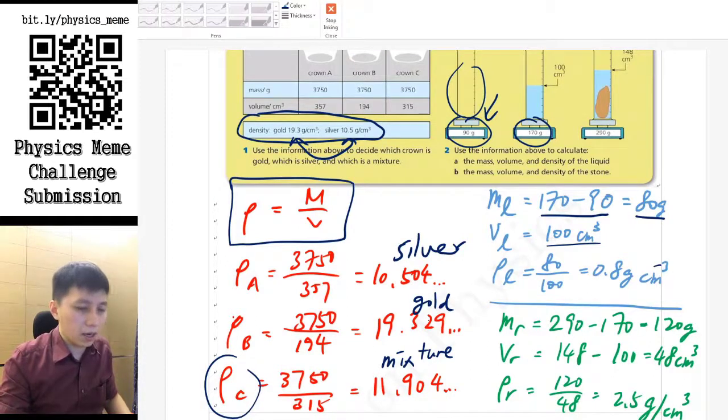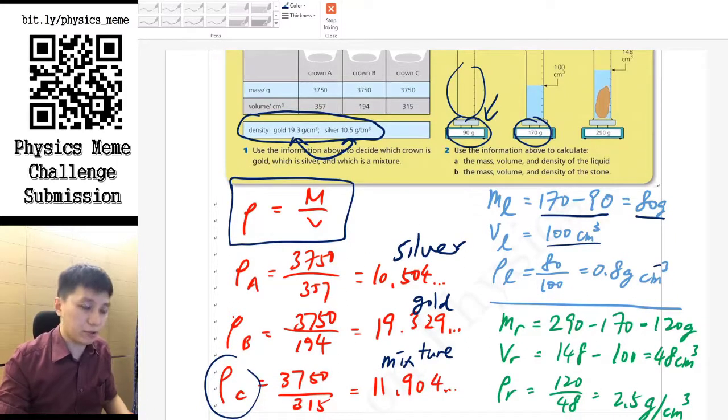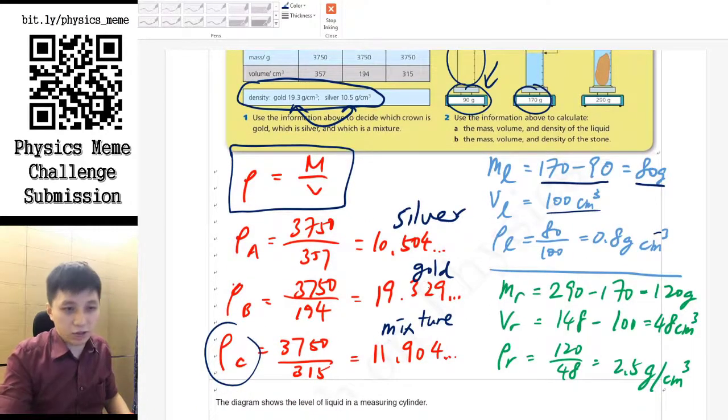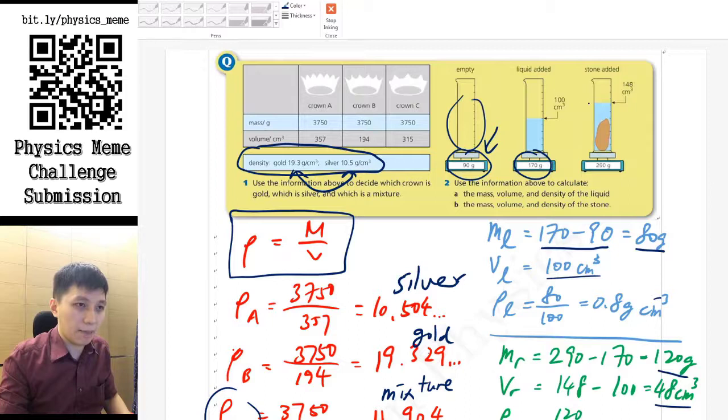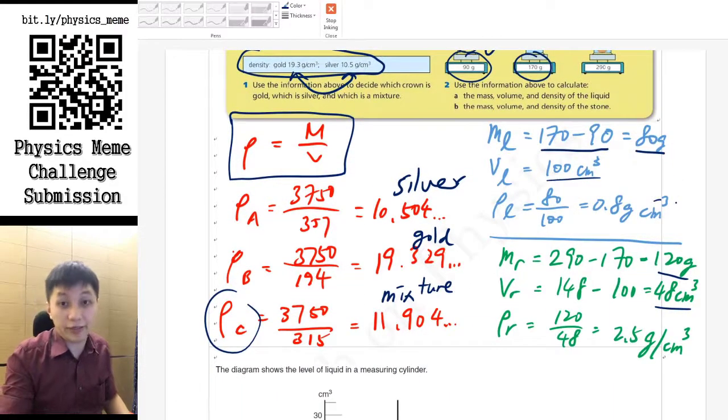For part B, it will be extremely similar, and I'm pretty sure you know how to do it. So I guess you can just check the answer. 120 gram and 48 cm cube. You can do it by subtracting from the previous stage, and lastly you just divide these two to get the answer, which is the density of the rock.